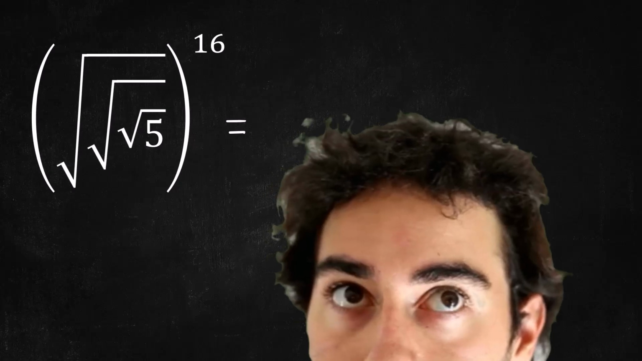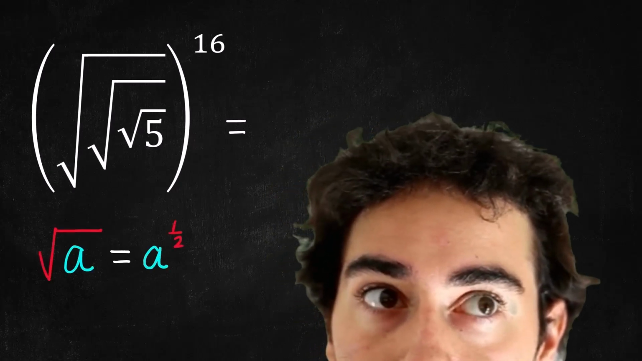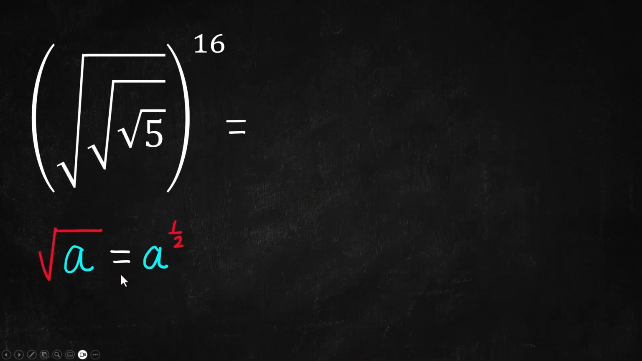What to do with something like this. There's a rule for exponents and radicals that says if you have the square root of a, you can rewrite that as a to the 1/2. So the 1/2 exponent and the square root are actually the same operation, just written in a different way.